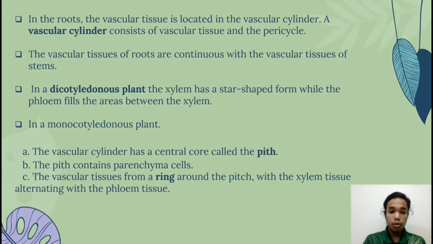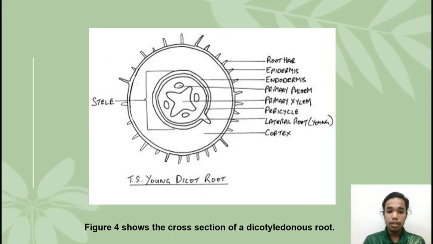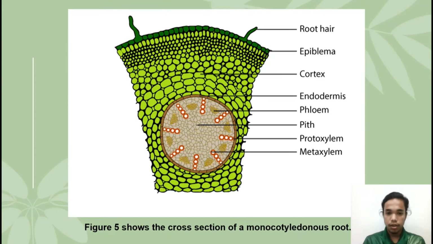In a monocotyledonous plant, the vascular cylinder has a central core called the pith. The pith contains parenchyma cells. The vascular tissues form a ring around the pith with the xylem tissue alternating with the phloem tissue. This is the cross-section of a dicotyledonous root, and this is the cross-section of a monocotyledonous root.